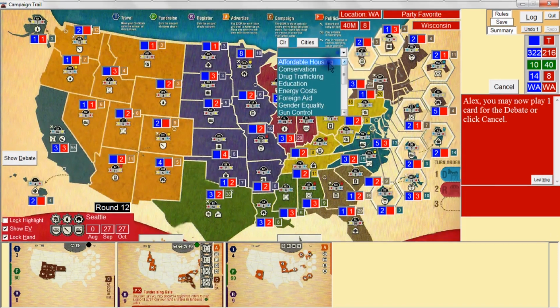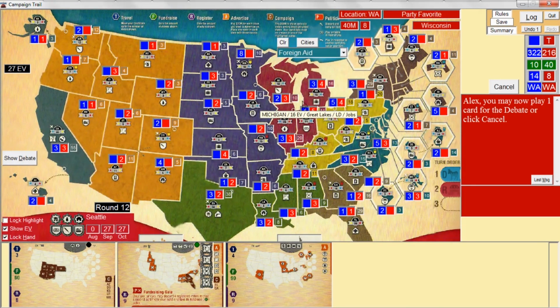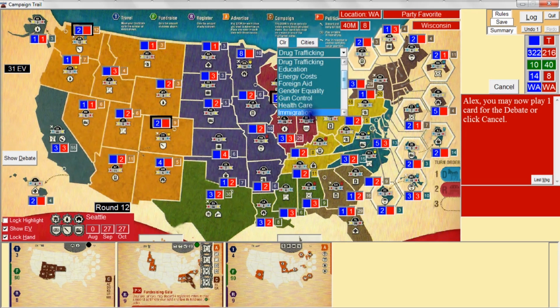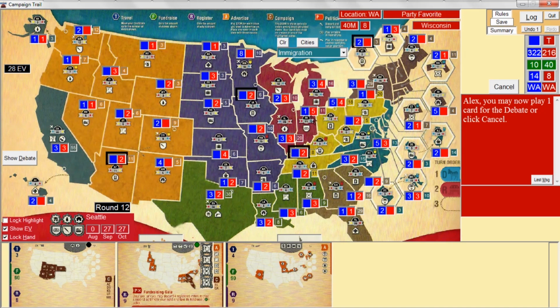So what does that do? Foreign aid would win her votes in Maryland, and it would tie her in D.C. Was the conservation we already looked at, which just strengthens her position in Alaska, but gets her the 20 electoral votes in Illinois. Was it drug trafficking and immigration, I think, was another one. So it wouldn't drastically change the picture. So that's 30. So that would shift 30 votes as opposed to 27. I think this is the better card to play.